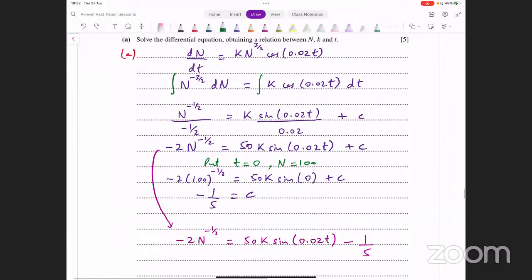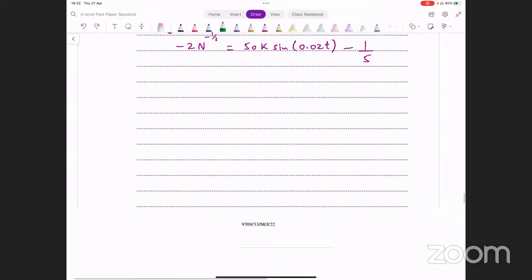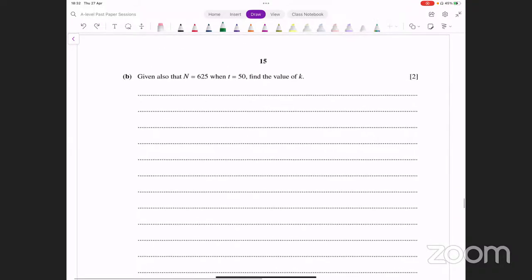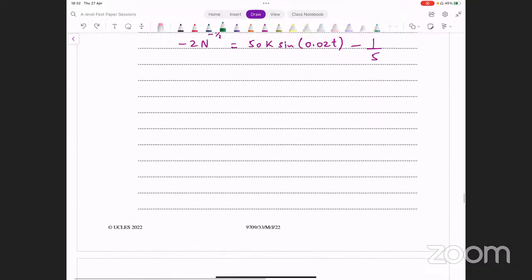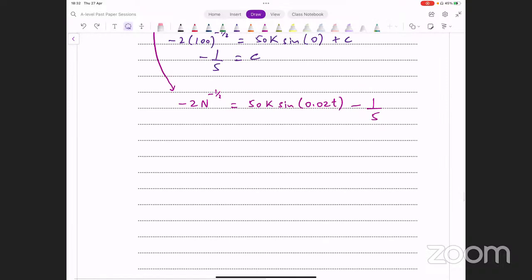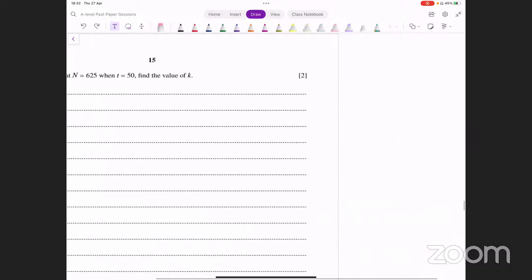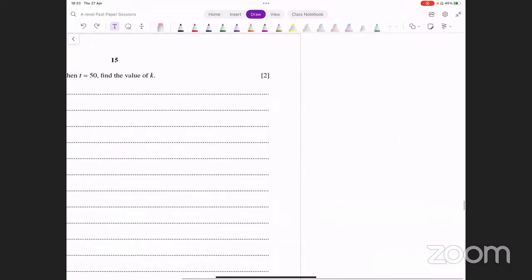Okay? Acha, that was the first part. Let's move on to the next one. In the next part, it says, given also that n equals 625, when t equals 50, find the value of k. All right, so this is the relation that we're getting. Let me copy this here. Yeah, हमारे पास result आया था पिछले part से.